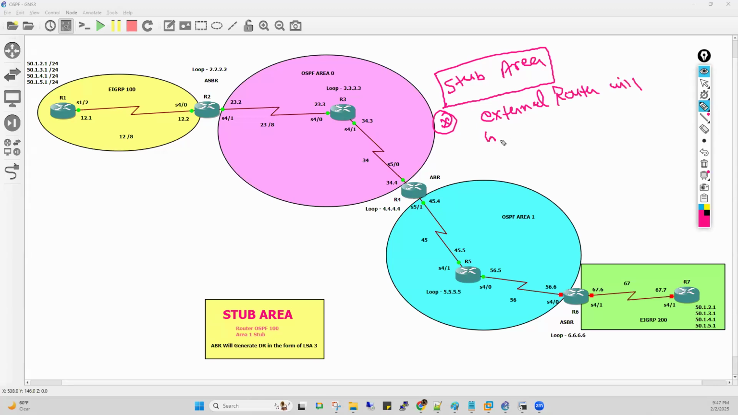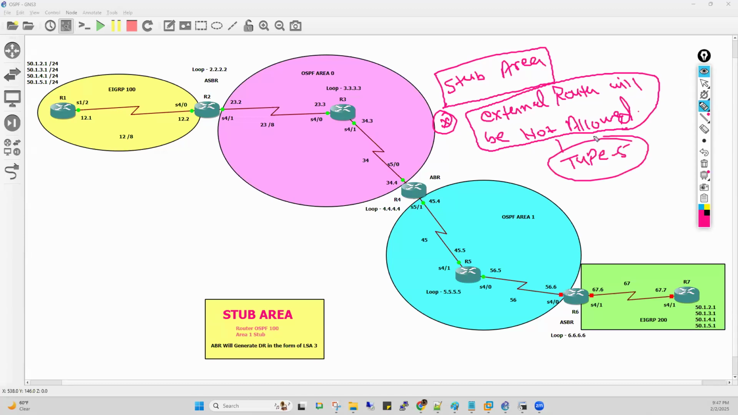will not be allowed. When you configure a stub area, external routes, meaning Type 5 LSA, will not be allowed. Getting my point, everyone? Yes or no? Clear? Yes, Type 5 LSA is not allowed.